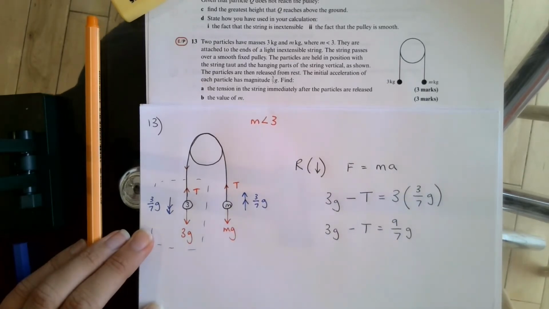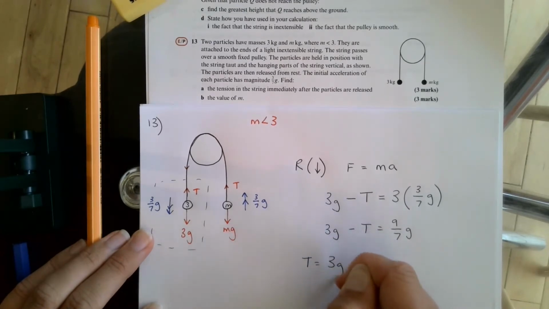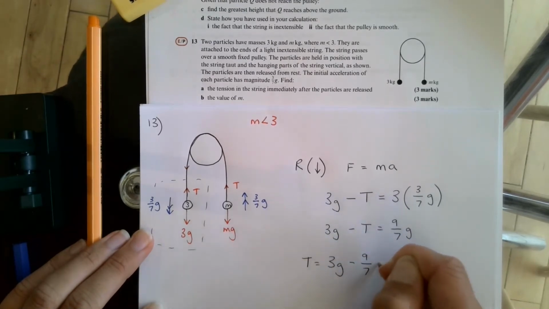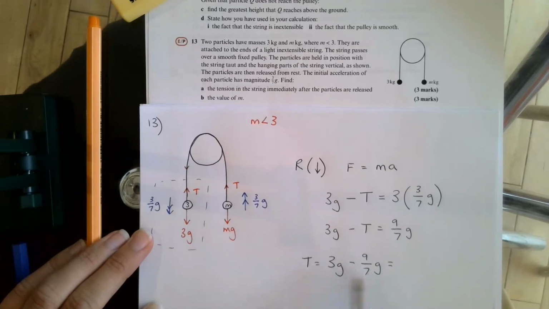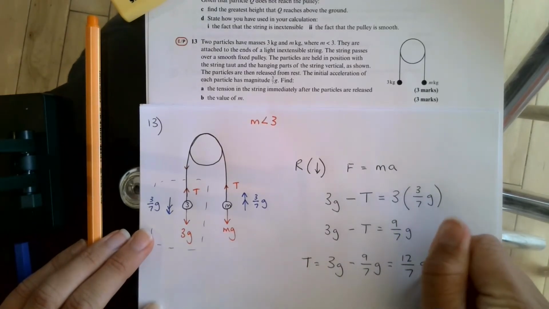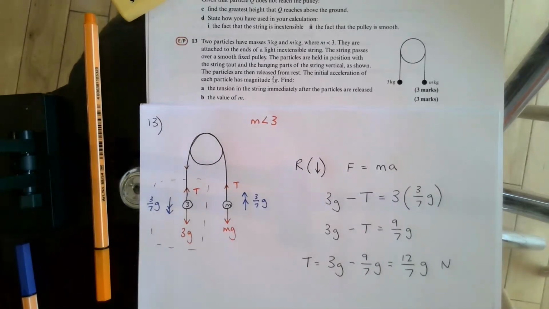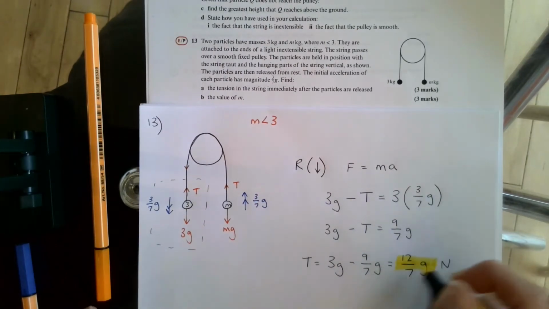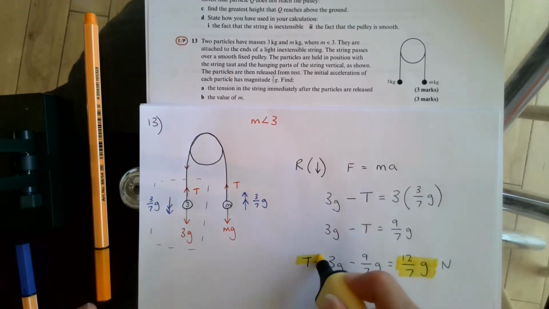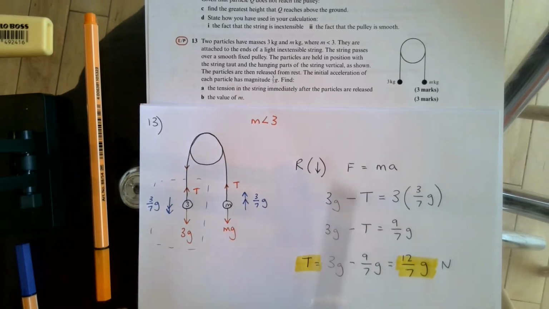Now if I tidy this up a bit, I get that 3g minus T is equal to 9/7g, and then I can say that T is equal to 3g minus 9/7g, and we just need to do 3 take away 9/7, which is 12/7g newtons. That is my tension there. Obviously you could type it into your calculator because you know g is 9.8, but it's a bit nicer to just leave it in terms of g because then we don't have any rounding errors. So we found the tension.